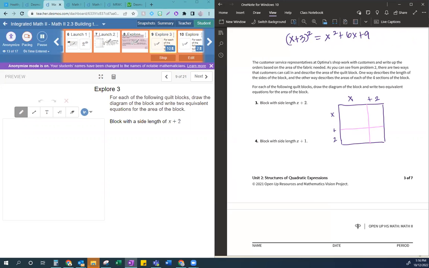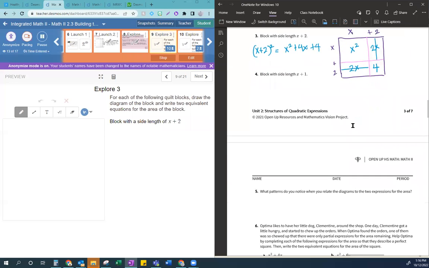And so if you look, this is X squared. And then here's my 2 X's. This is my 2 X's. And this is 4. So I'm going to write it as X plus 2 quantity squared is equal to X squared plus 4 X's. See, 1, 2, 3, 4 X's plus 4. Okay, so this is how I do it if I'm taking my time to actually build a square.